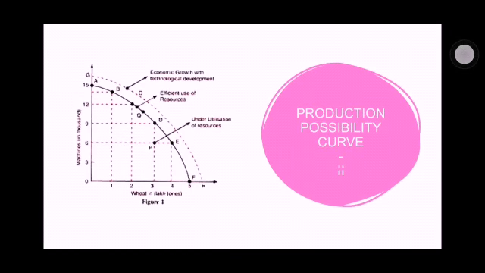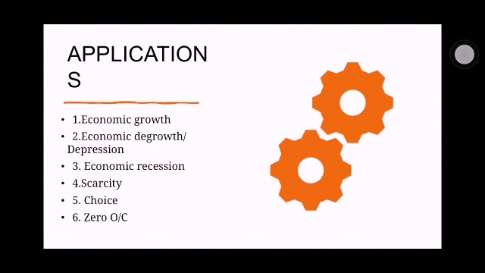This is our second video on the production possibility curve, where we'll be covering all the applications of the PPC. So, to begin with, let's understand what applications we are going to talk about. First is economic growth, then economic degrowth or depression, economic recession, scarcity, choice, and zero opportunity cost.